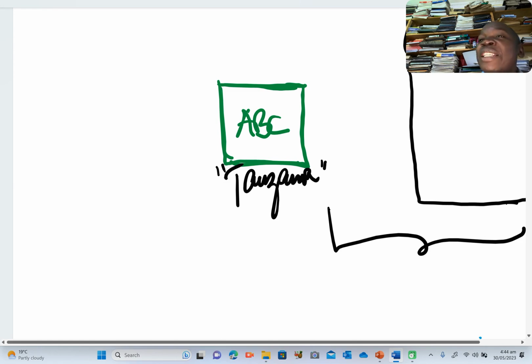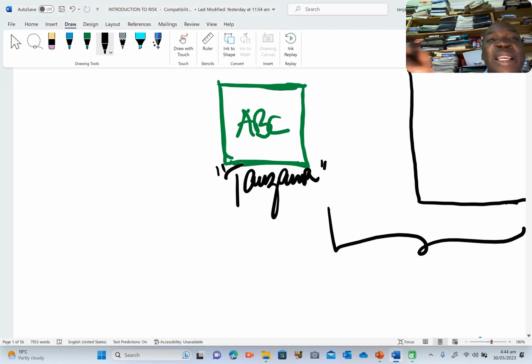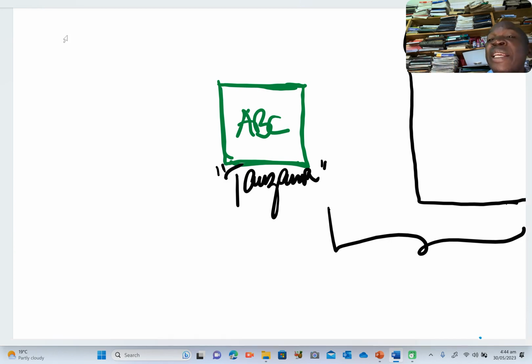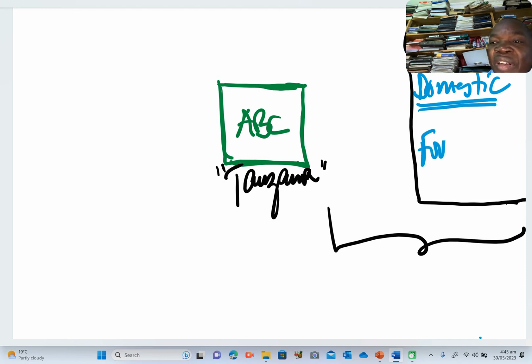So these customers will be categorized into two. The first one, domestic. The second one, foreign. So when I say domestic, you know now, you are selling within the country of Tanzania, or you are selling outside, so foreign customer. So you see the two.